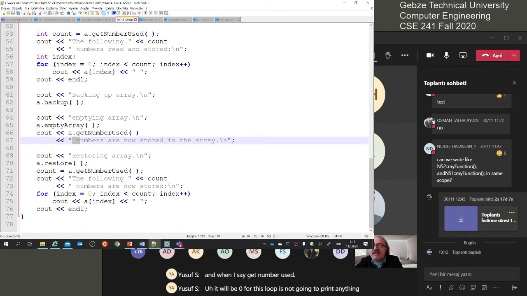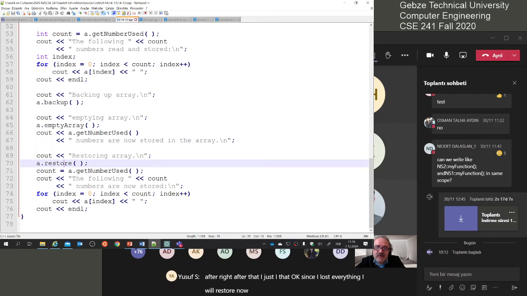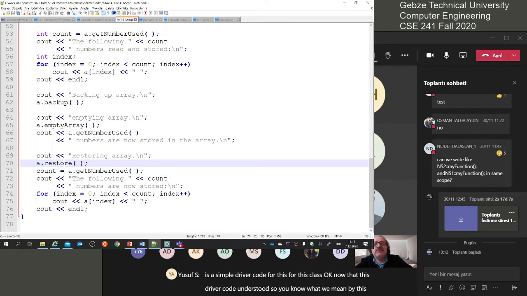But right after that, since I lost everything, I will restore now. I will restore everything and get my numbers back and print them out on the screen. So this is a simple driver code for this class. Now this driver code is understood, so you know what we mean by this. Let's go to the implementation and see it.